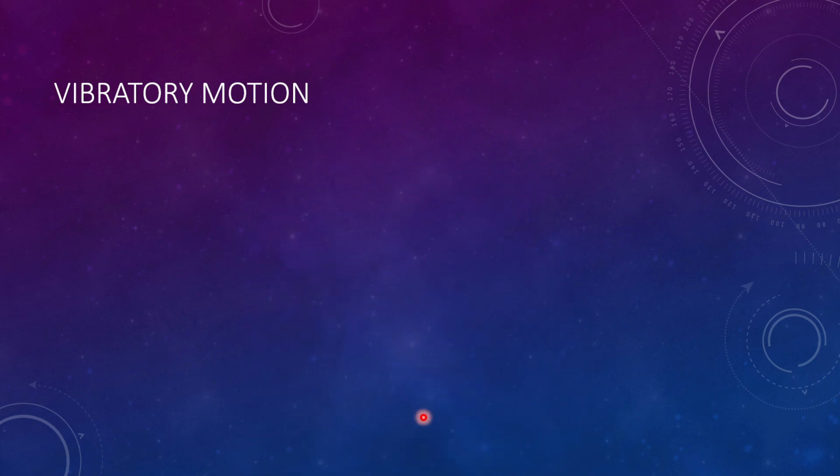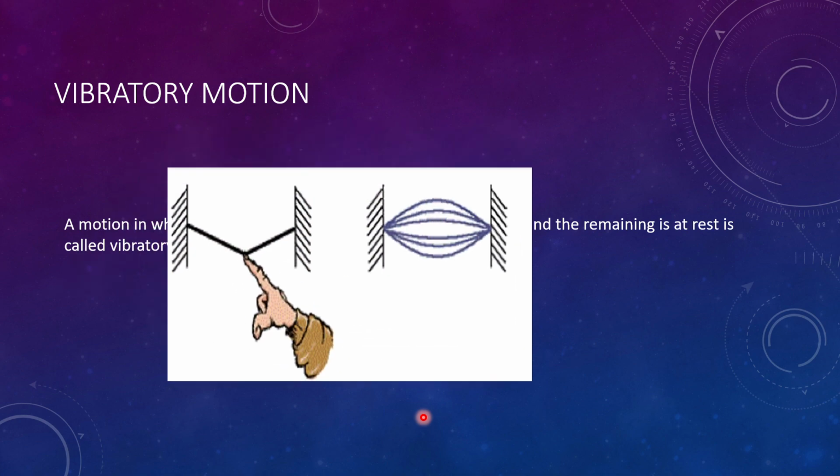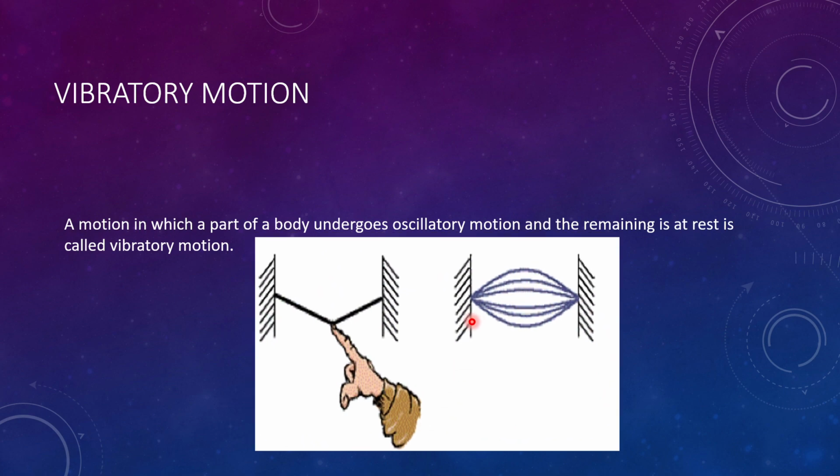Next we have, last but not the least, vibratory motion. A motion in which a part of a body undergoes oscillatory motion and the remaining is at rest is called vibratory motion. I'll repeat. A motion in which a part of a body undergoes oscillatory motion and the remaining is at rest is called vibratory motion. For example, a string like this or the strings of a guitar for the musicians, and the drums.